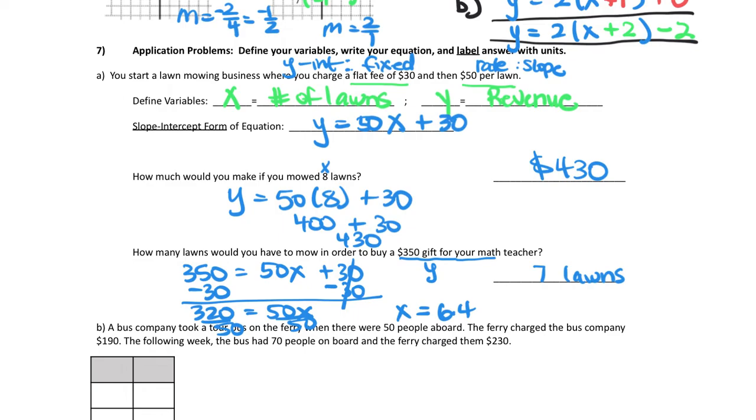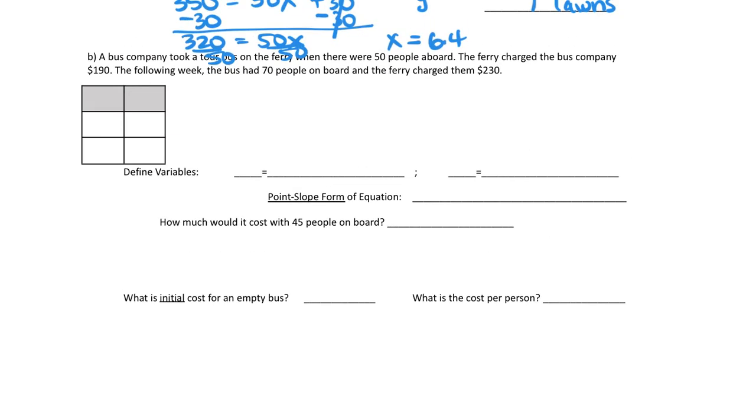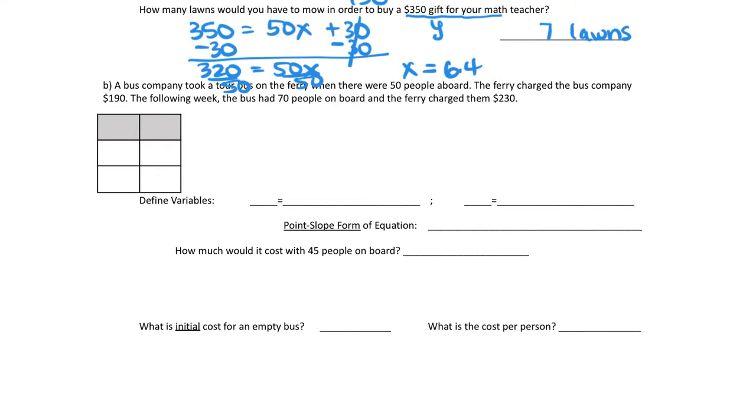A. Now we're going to look at B. So I'm going to slide down again and get all of that here, and I'm also going to erase where we've written on our next question. So looking here, we have a bus company taking a tour on the ferry where there are 50 people aboard. The ferry charged the bus company $190. The following week, the bus had 70 people on board and the ferry charged $230. So we don't have the rate yet. We have to get the rate, and that's why this table is here.